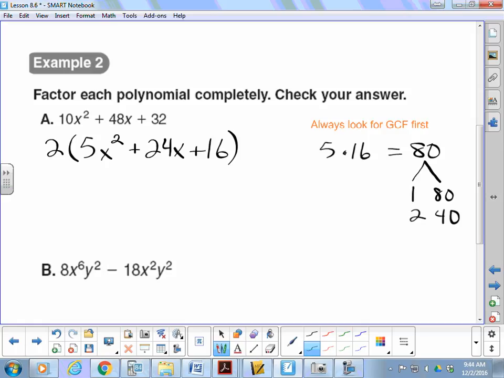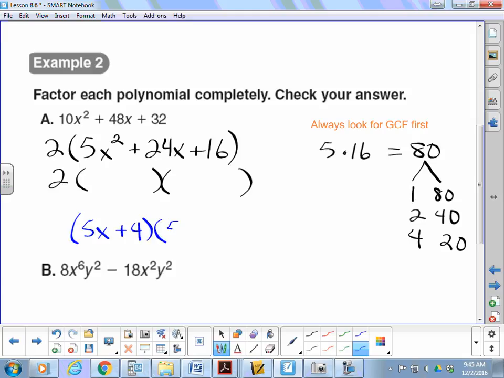Let's see, does 3 go into 80? No, but 4 does. 4 times 20 is 80. What's 4 plus 20? 24. So we're going to do 5x, and I'm just putting it down here off to the side because my final answer I'm going to put up here. I'll use a different color also. So we have 5x plus 4 and 5x plus 20.